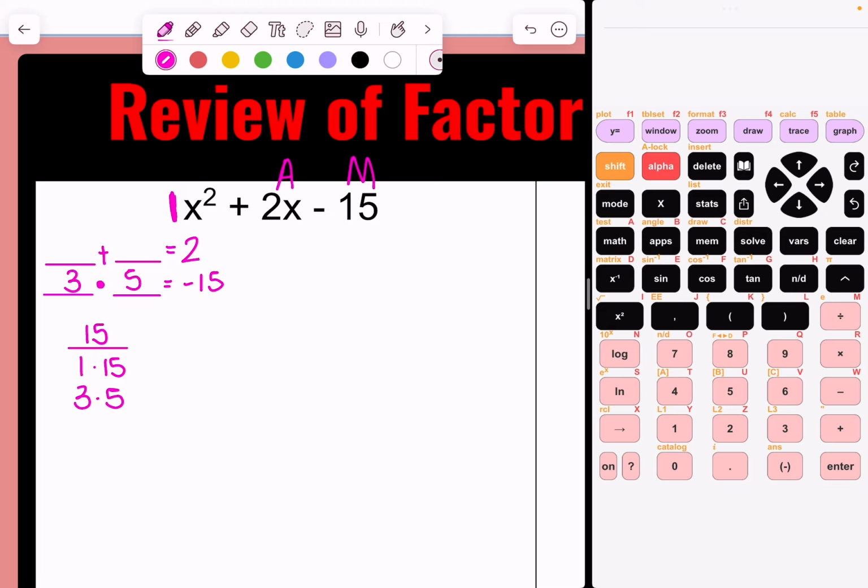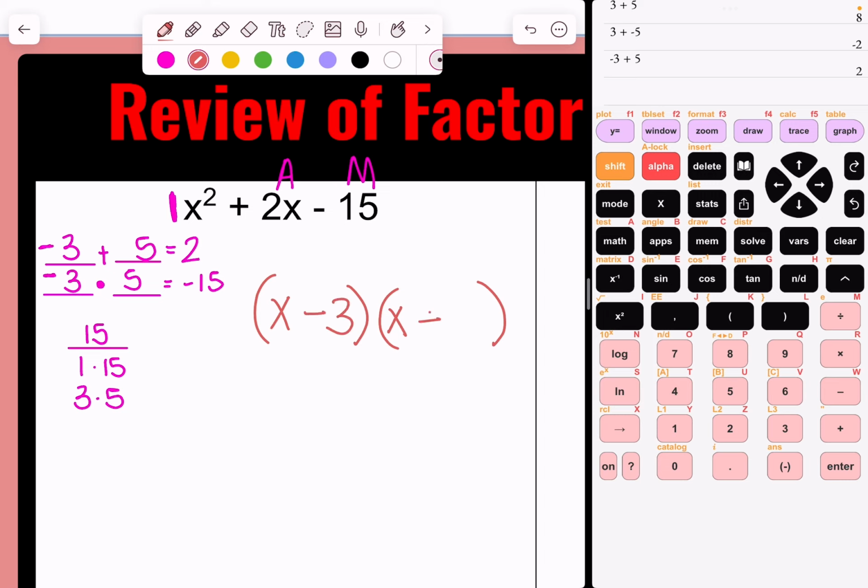But I got to think about which one should be negative. I'm going to try it on my calculator. 3 plus 5, that doesn't work. What about 3 plus negative 5? No. What about negative 3 plus 5? Hey, that works. So I need to make my 3 negative. So in final factored form, I separate the x squared into x and x, and then I would have a negative 3 and a positive 5.